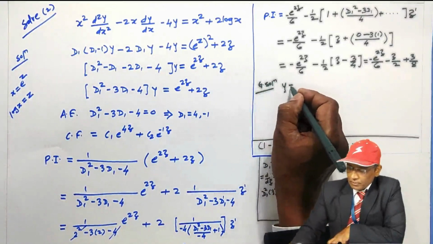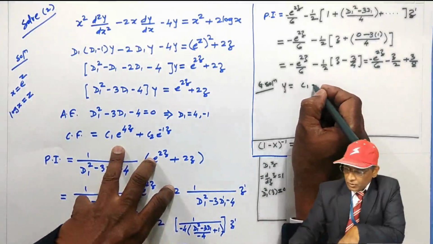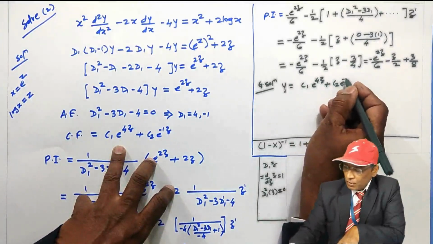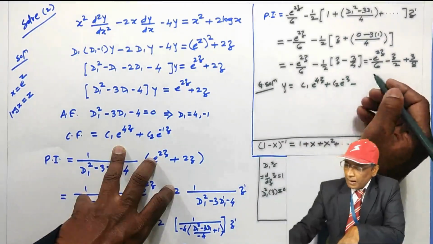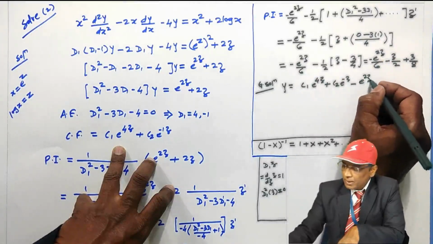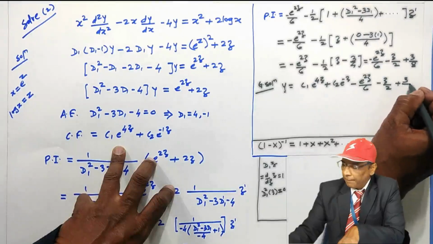The general solution: y equals complementary function c1 e to the power 4z plus c2 e to the power minus z is the complementary function, and the particular integral, directly writing, e raised to 2z by 6, z by 2 and 3 by 8. Okay.